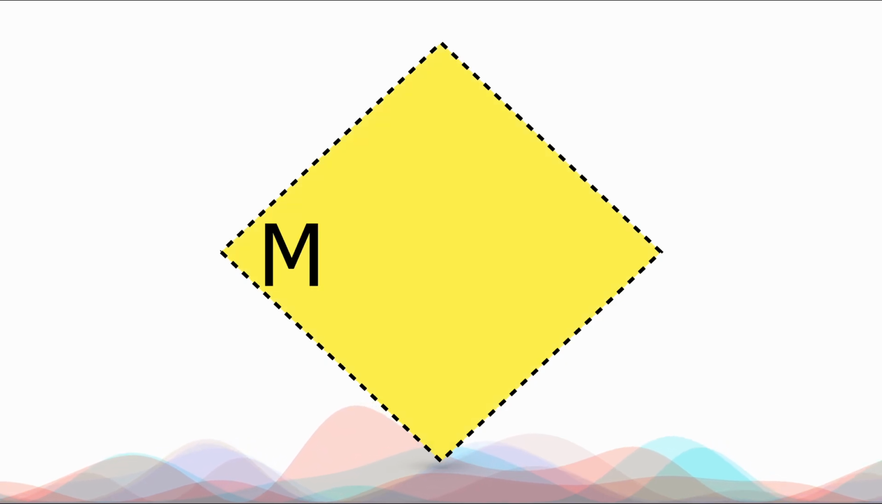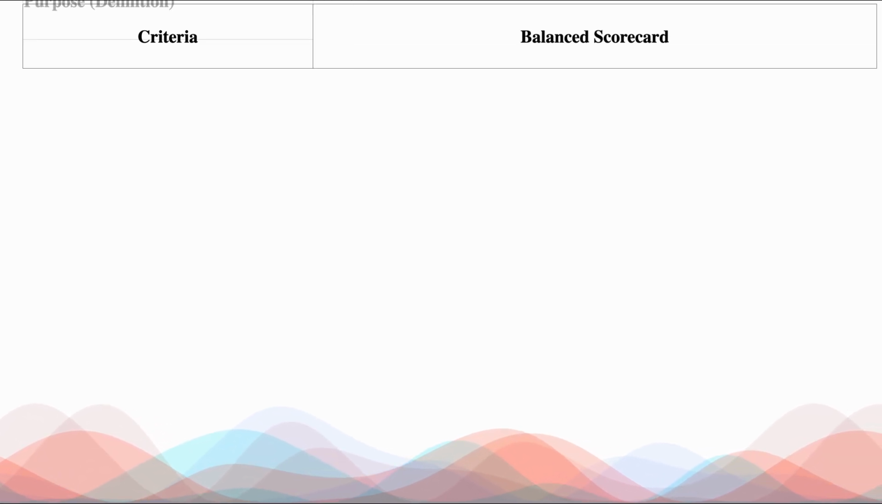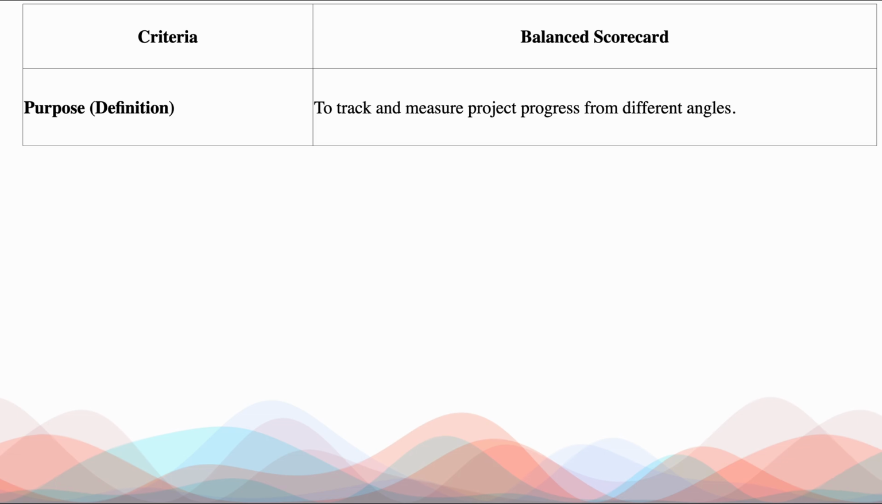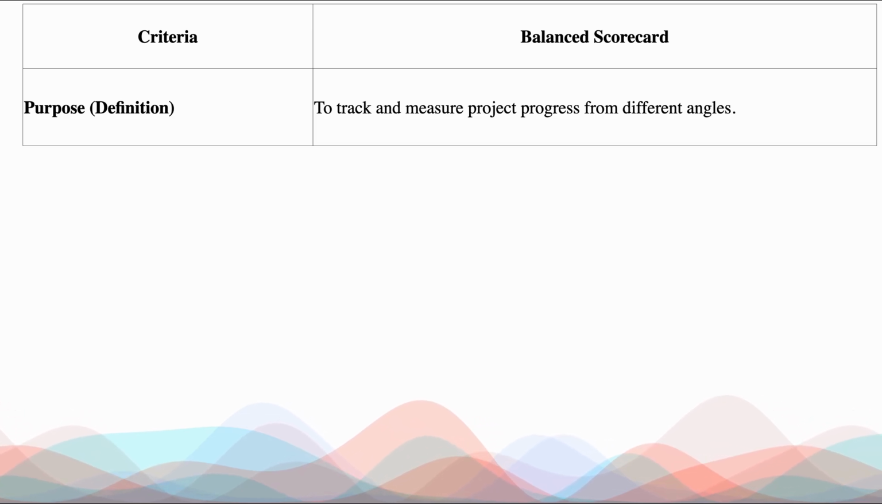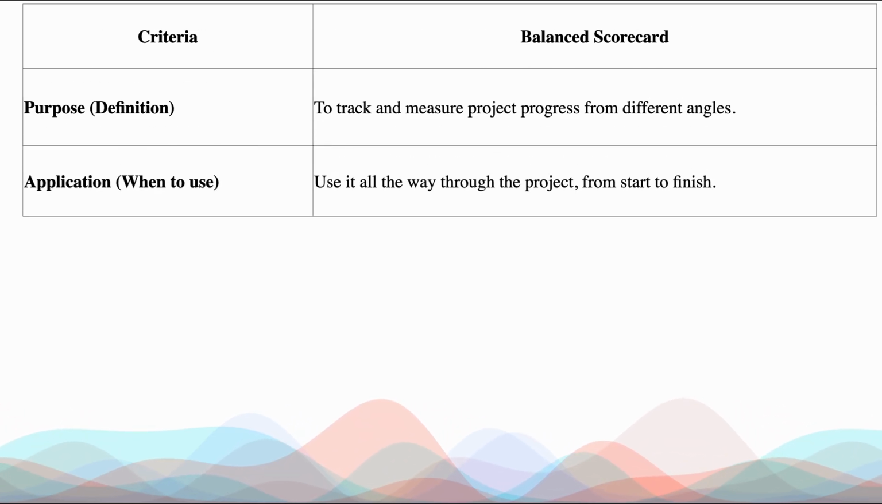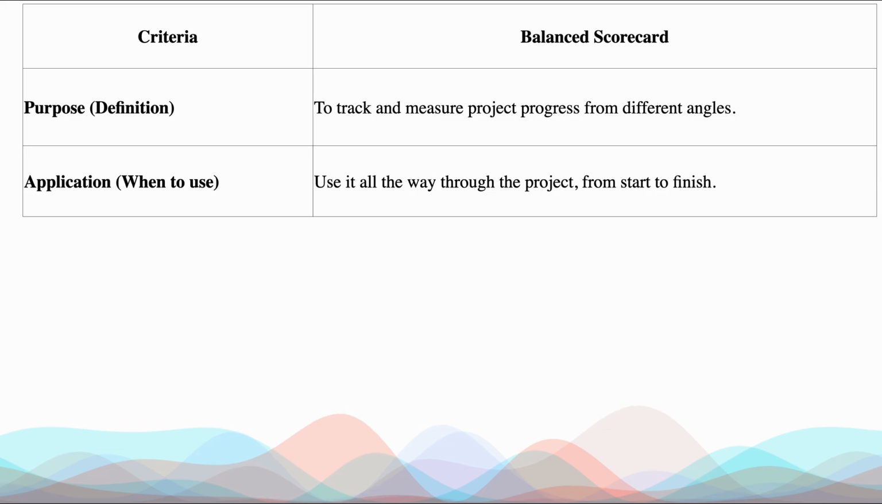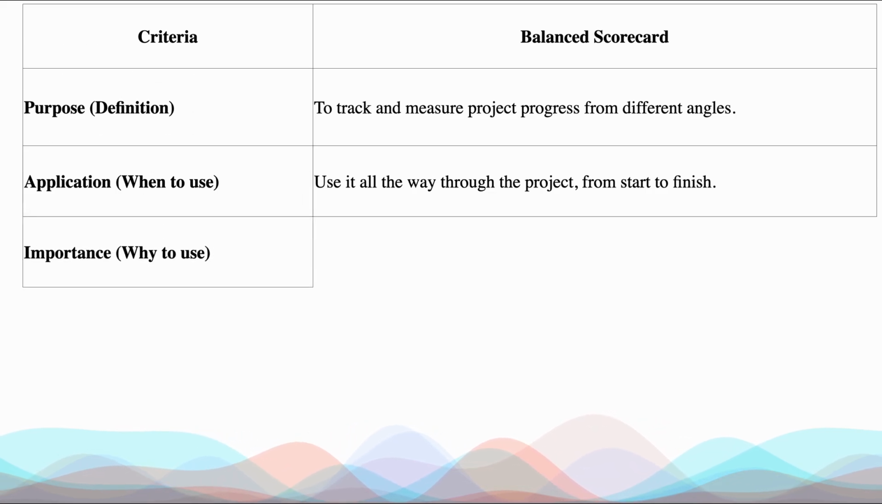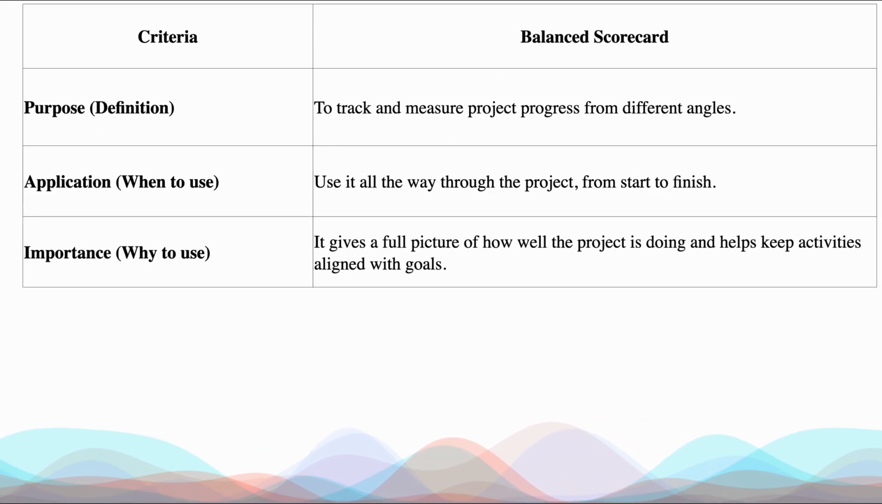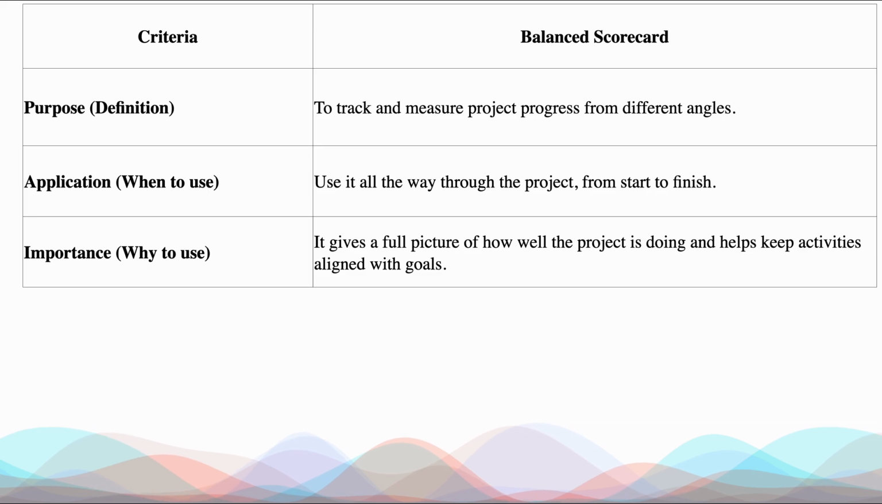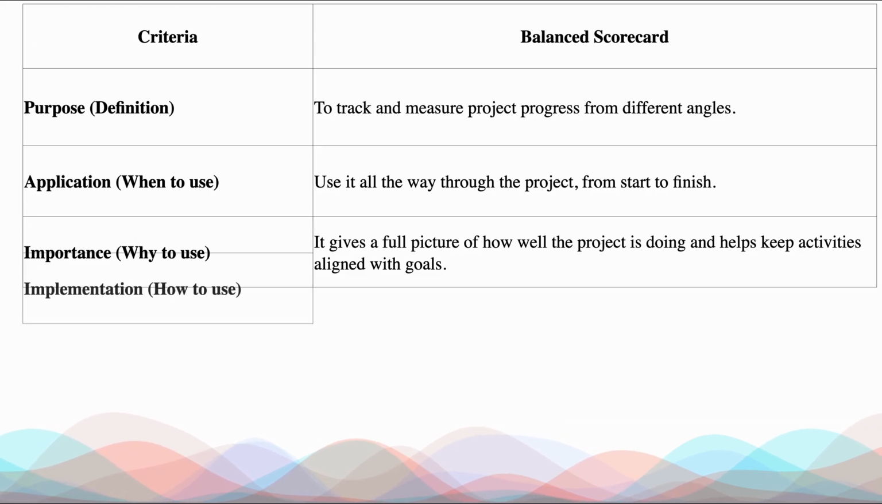Now, for the one who have not understood what exactly it is, to recap, we have defined this in a very simple English, so it will be easy for you to understand the same context. The purpose: to track, measure project progress from different angles. When to use? Use all the way through project from start to finish. Why to use? It gives full picture of how project is going and helps keep activities aligned with goals.